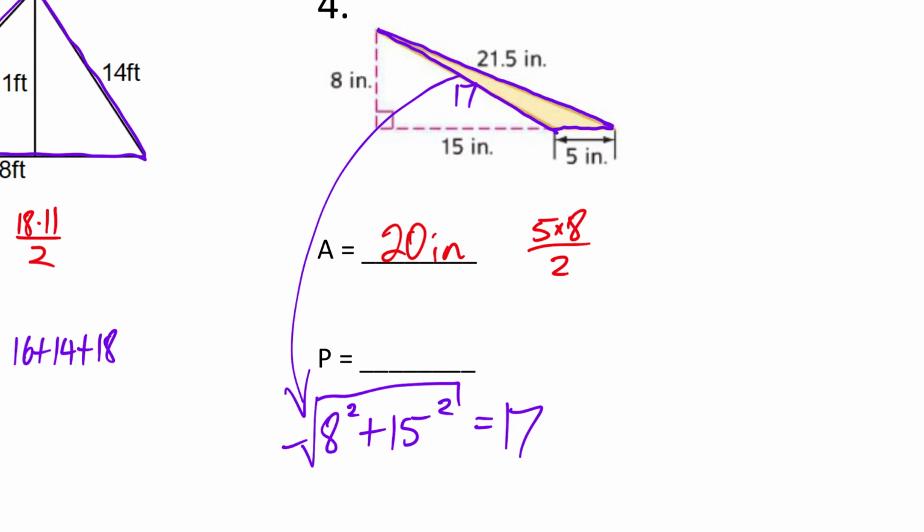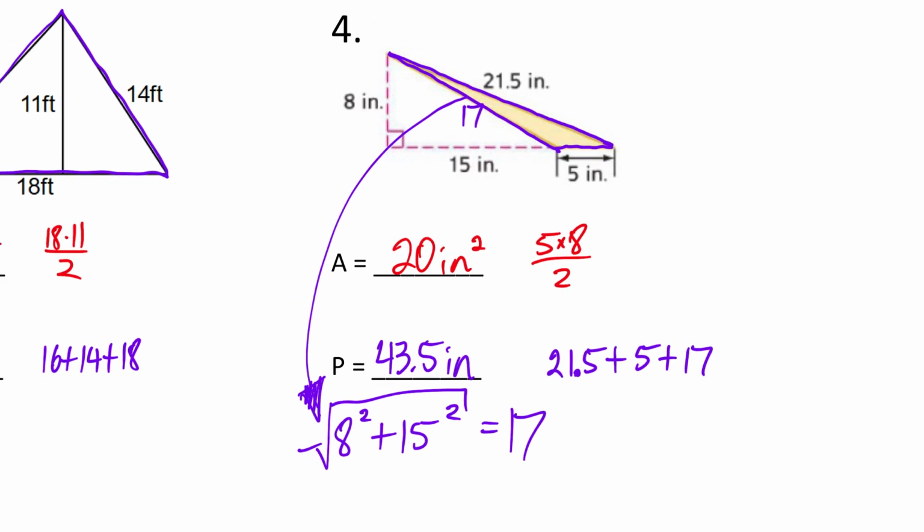So now I know all three outside edges of that yellow triangle, so I can find its perimeter. I'm going to go 21.5 plus 5 plus 17. 43.5? Oops, and I messed up on my labeling up here. 20 square inches up there. 43.5 inches is the perimeter.